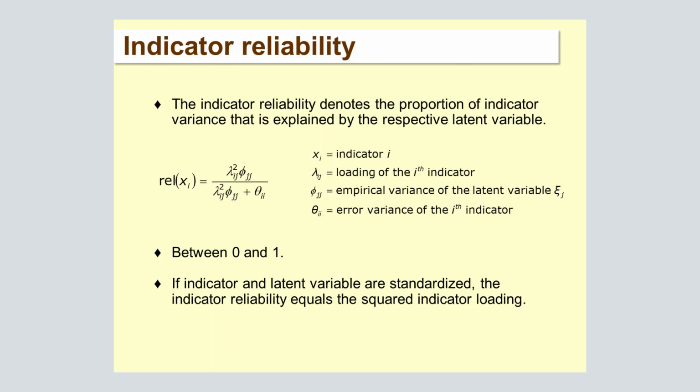The indicator reliability quantifies the amount of variance in a reflective indicator that is explained by the respective latent variable. It can be interpreted as an R-square. Therefore, it lies between 0 and 1. If the indicator and the latent variable are standardized, the indicator reliability equals the squared indicator loading.